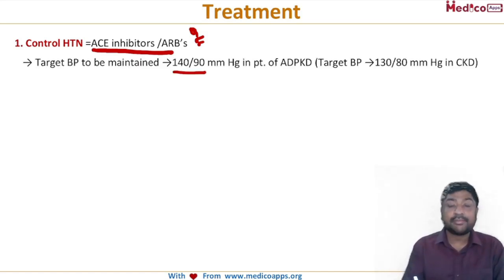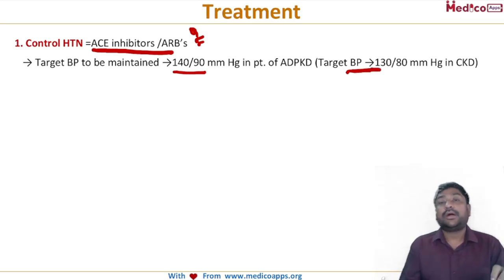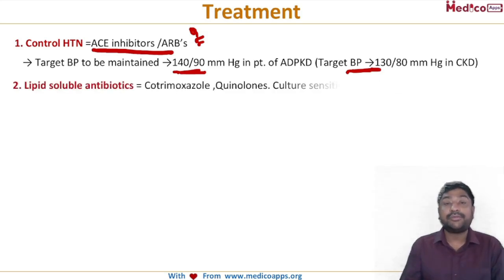Okay, what is the target BP? Generally, target BP will be 140 by 90. But in APKD, we want the target BP to be lower, so it is 130 by 80. For CKD patients, we try to maintain target BP 140/90, but in these patients, we will try to go for 130/80.